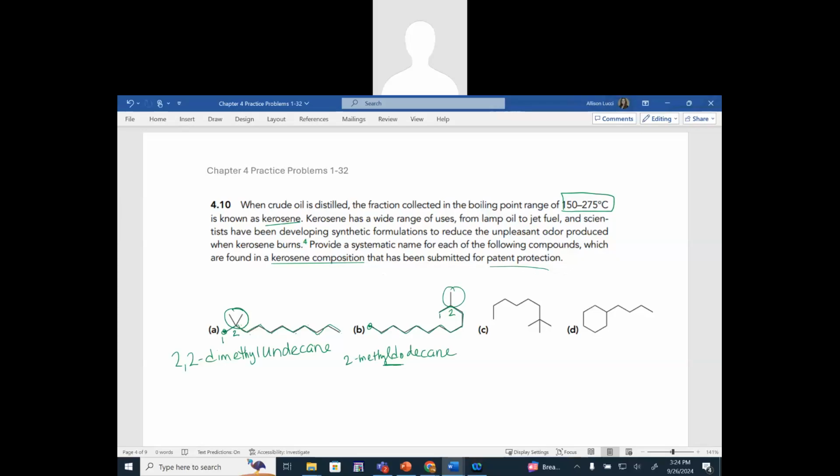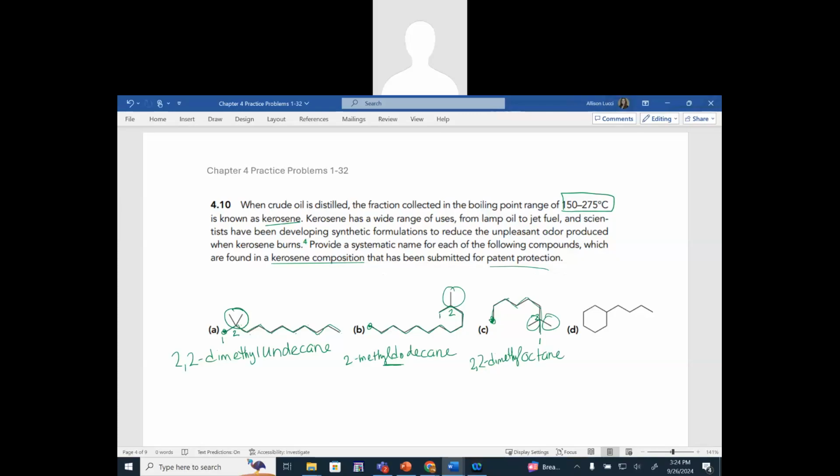For our next structure now, we want to find our longest carbon chain. So 1, 2, 3, 4, 5, 6, 7, 8. So I have an octane parent. And then I have 2 substituents on my carbon 2. So I would call this a 2,2-dimethyloctane.